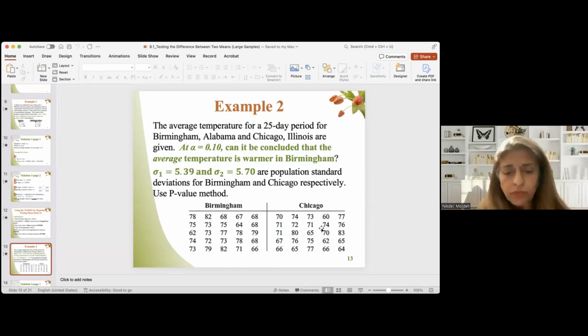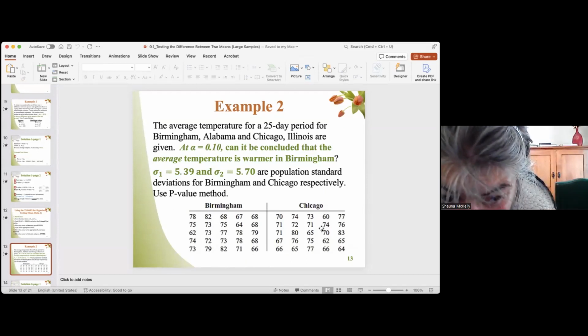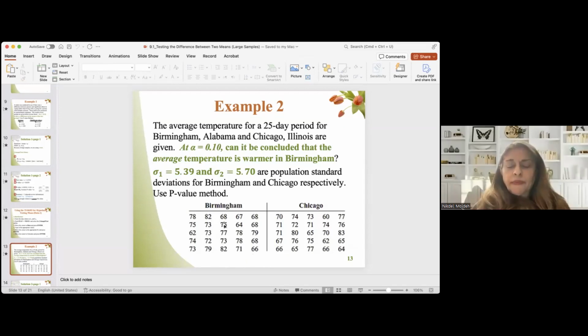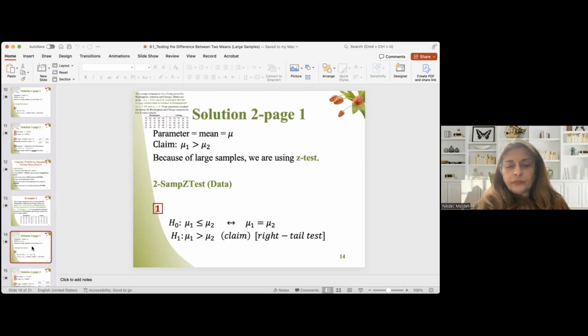Are you seeing my slide? Yes, we can see that. Okay, so what I did was, first of all, the parameter is the mean. They are saying that the mean of Birmingham is larger than the mean of Chicago. So I entered my raw data for Birmingham in list 1 and the data of Chicago in list 2.